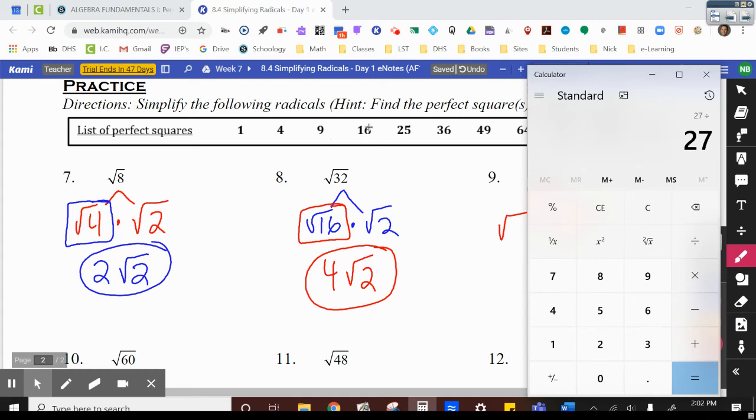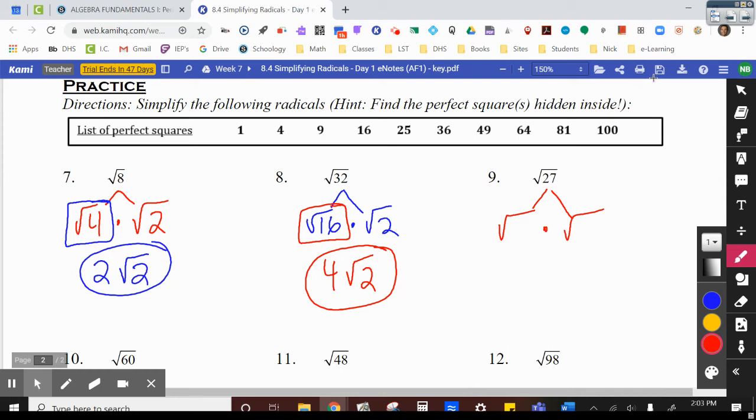Well, 16 I don't think is going to divide evenly into 27, so my next number to try is 9. 27 divided by 9 is 3. Oh yeah, that's right, 9 times 3 is 27. That means the square root of 27, I'm going to break up into the square root of 9 times the square root of 3, because this square root of 9 is my perfect square factor of 27. So now this turns into a 3, and this rad 3 just stays as rad 3, and your simplified answer is 3 rad 3.